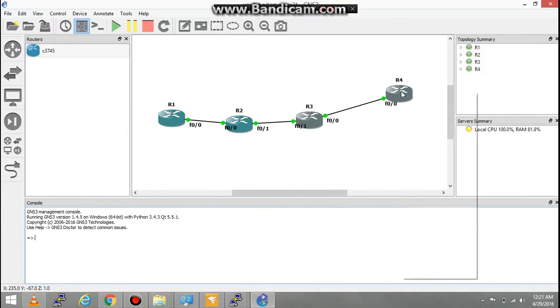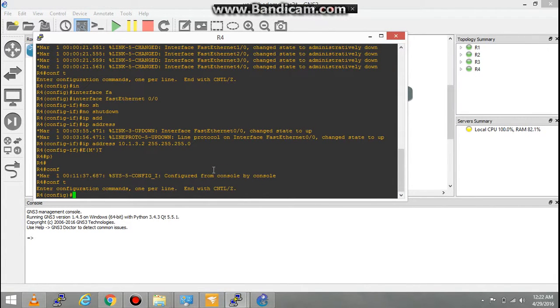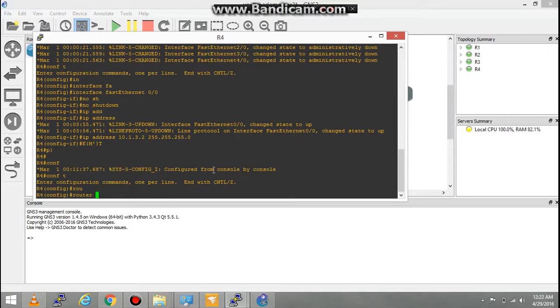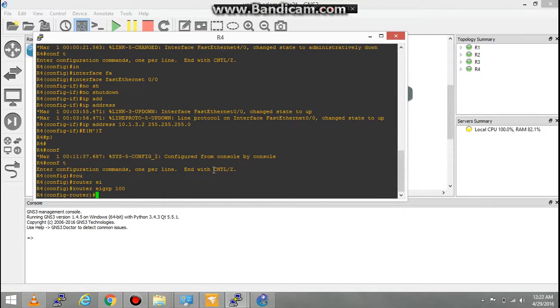and I go to R4 now. Go to console. Router EIGRP, again with an autonomous system of 100. Here I just want to tell you that if you use a different autonomous system, the neighbor won't be found, because EIGRP neighborship is formed only when the autonomous system is the same.